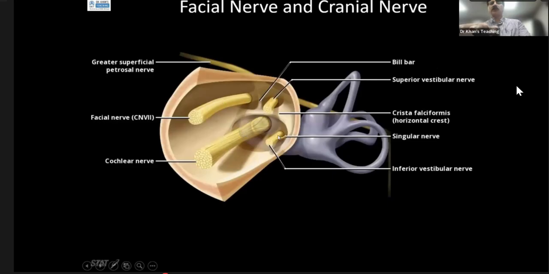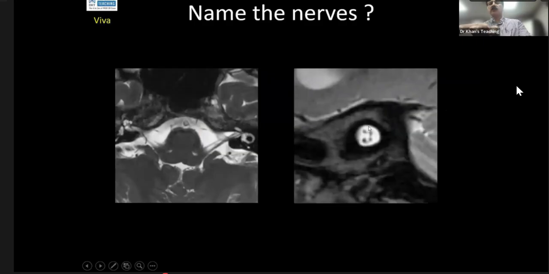Superior vestibular, inferior vestibular. So these 4 will be seen on a sagittal sequence, and this has been shown in the exam just like this. This is a sagittal oblique type of sequence. 7th nerve, cochlear nerve, superior vestibular, inferior vestibular.